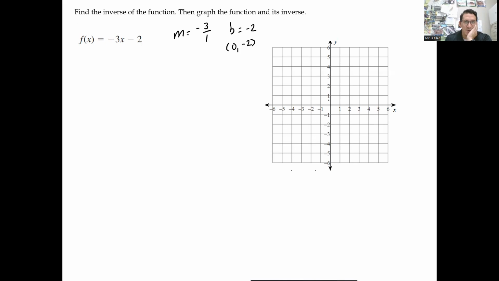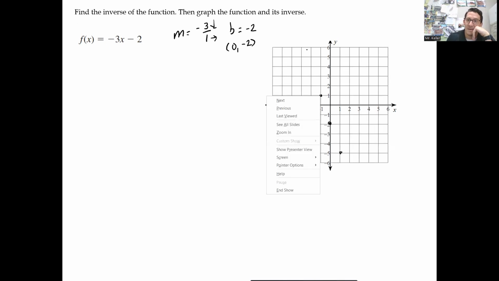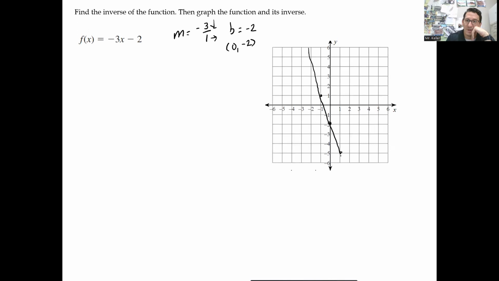So I'm going to start at 0, -2. That's here. And then I'm going to go down 3, right 1. So down 1, 2, 3, right 1. Ran out of space, so I'm going to go the other direction. Up 3, 1, 2, 3, left 1. Okay. Then I'm going to connect the dots with a straight line.